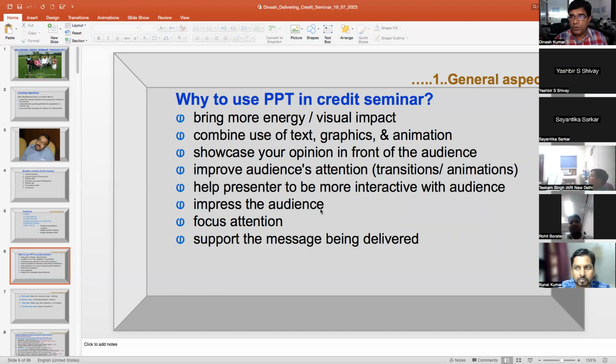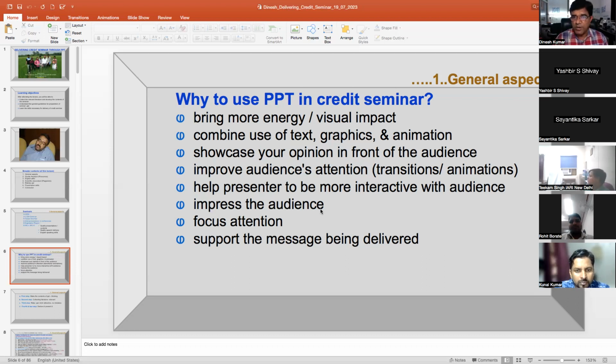Because here you can show your text material, graphics, pictures, photos, a variety of things can be shown in PowerPoint. Showcase your opinion in front of the audience. It is much easier. Improve audience attention. If you are moving the slide, changing slides, showing pictures, graphs, photos, and so on, it grabs the attention of the audience. It helps the presenter to be more interactive with the audience, because the audience can stop you.